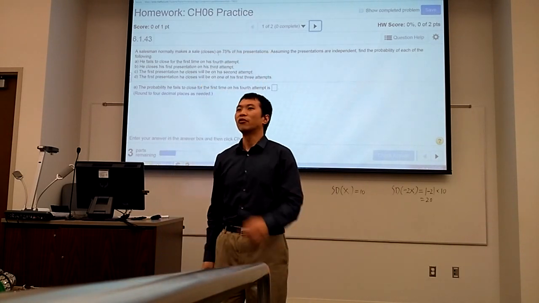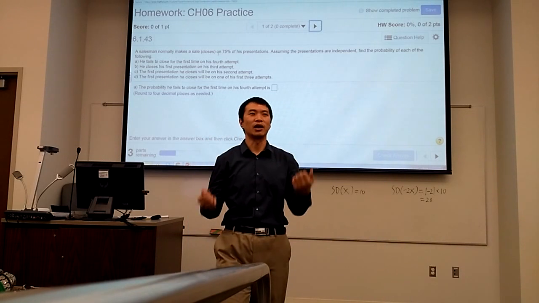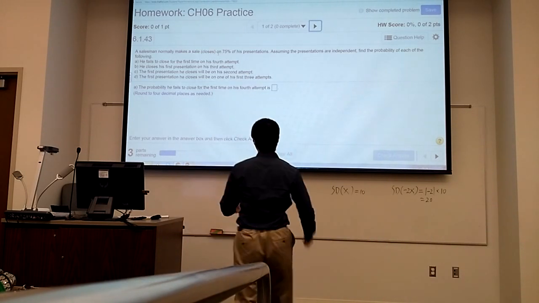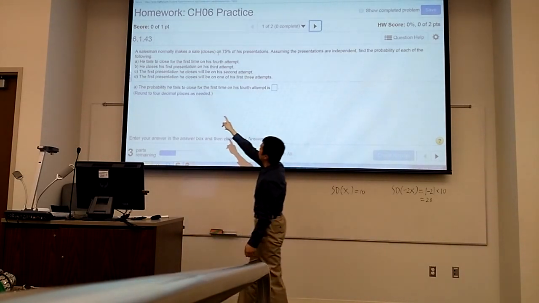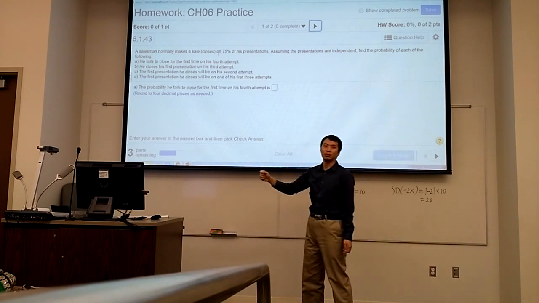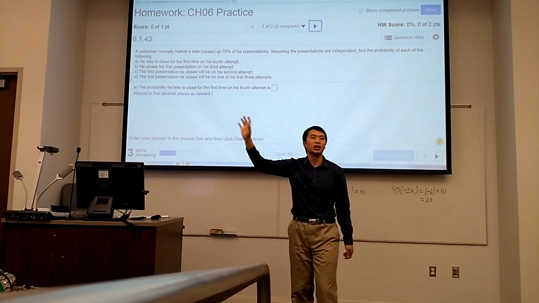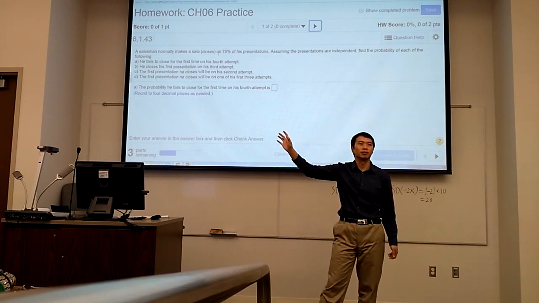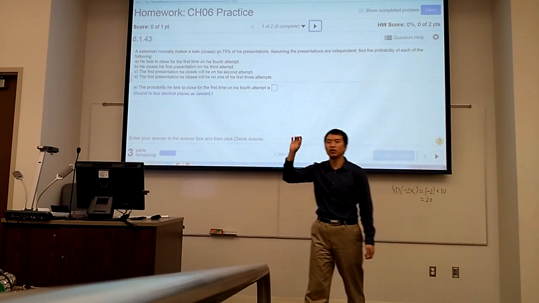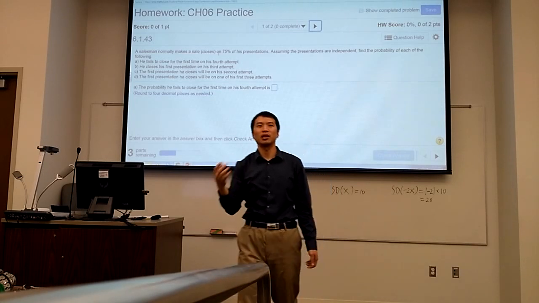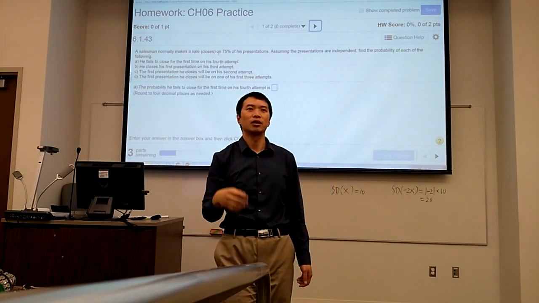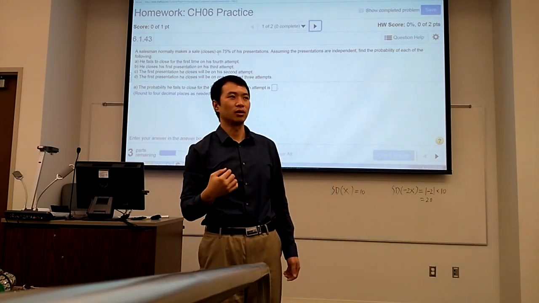The first time? First time, first success, okay? Or something like this. He fails to close for the first time, okay? Some similar keyword like that, then you know it's talking about geometric model. But if the question is like, okay, what's the probability that he or she has 3 successes?